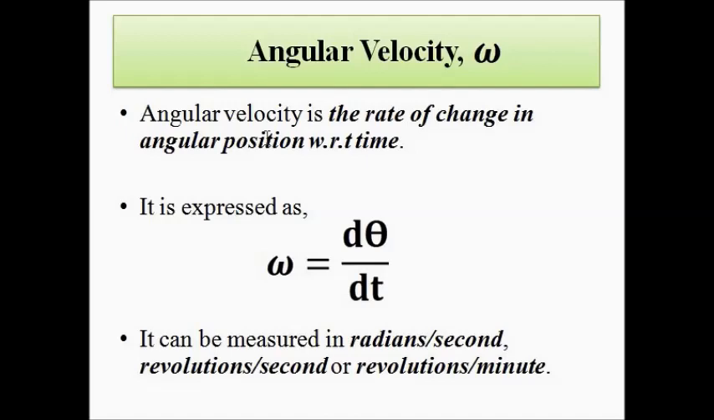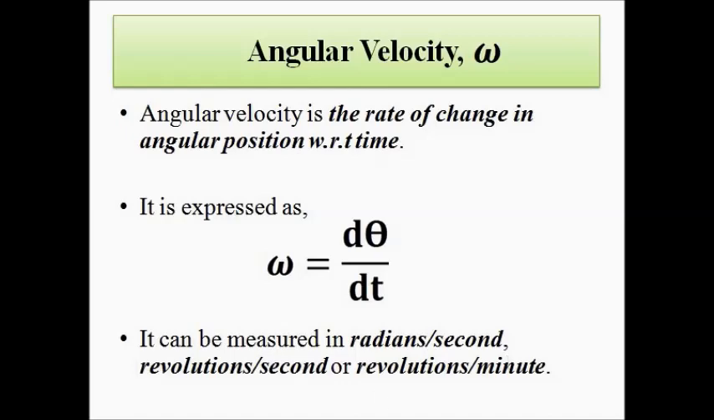Basically it is the angular displacement divided by time, and its symbol is omega. It is d theta by dt, where d theta is a small change in the angular position and dt is a small interval of time. The units of measurement are generally radians per second, revolutions per second, or revolutions per minute.